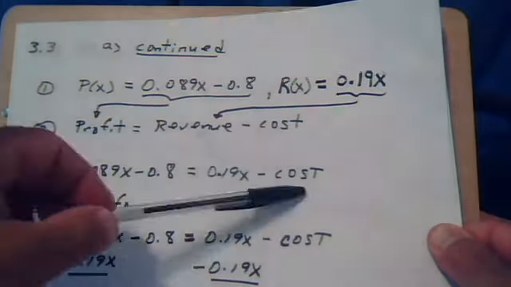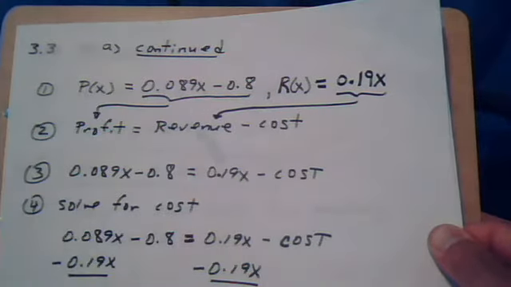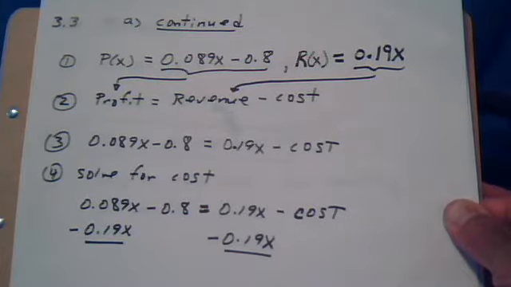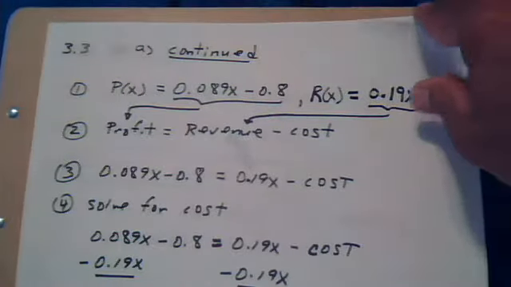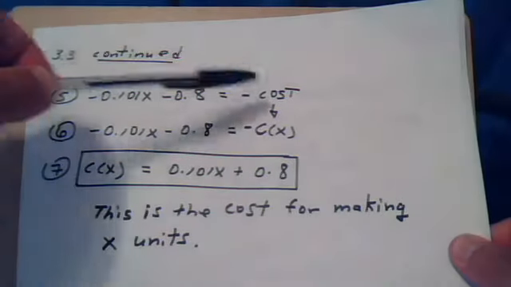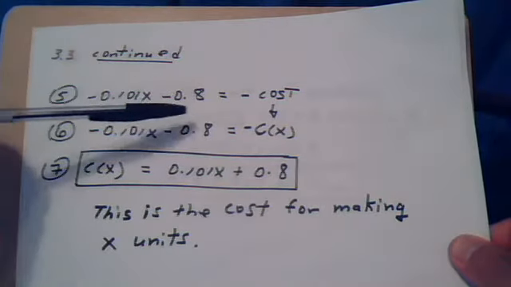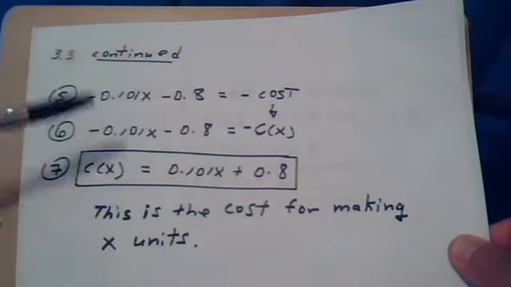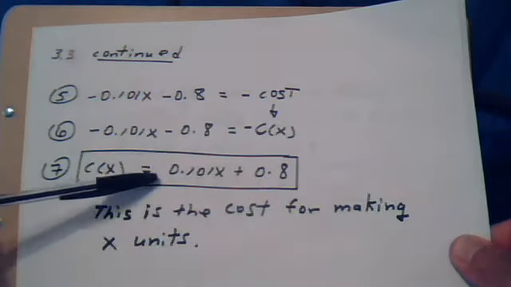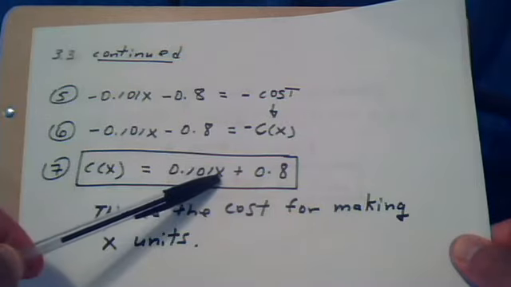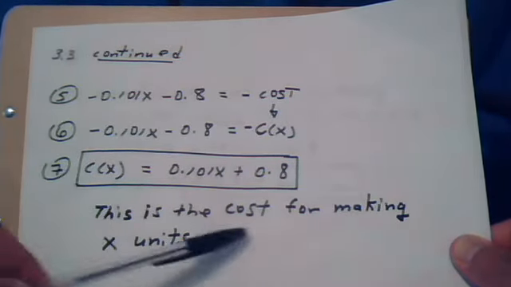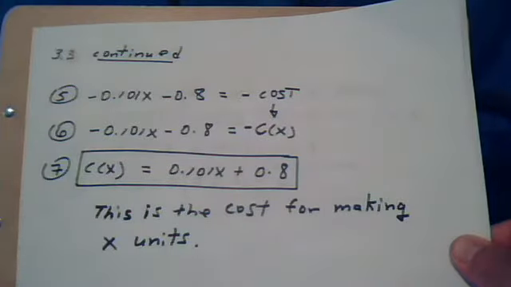Now solve for cost. Get that cost by itself. So move everything to the other side until the cost is by itself. So you solve for cost, you simplify, and finally, C of x, which is the cost, equals this. So if you give it the number of units, it'll tell you what the cost will be to produce them. This is the cost for making X units.